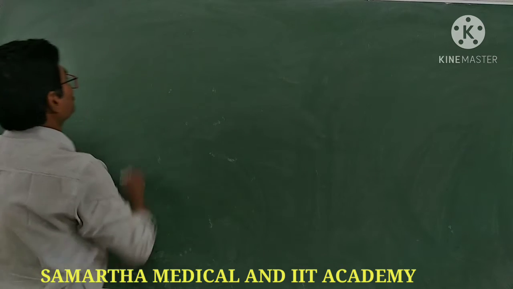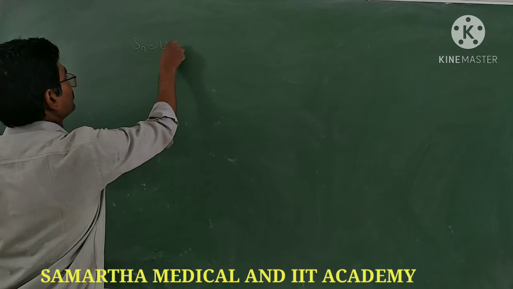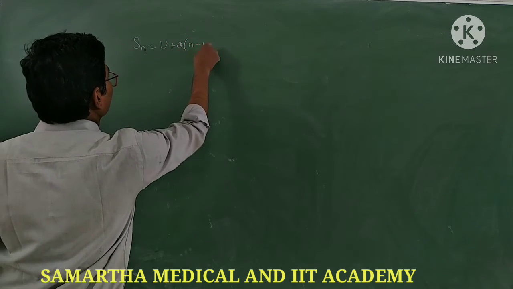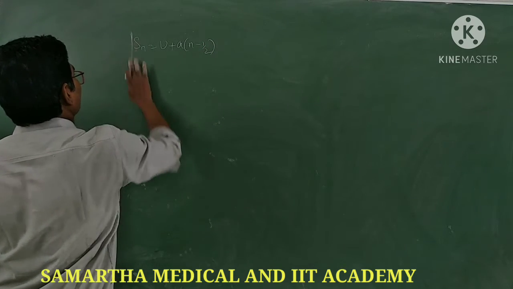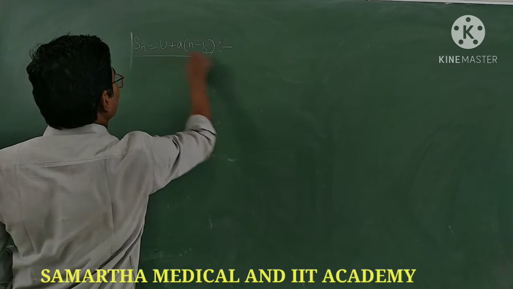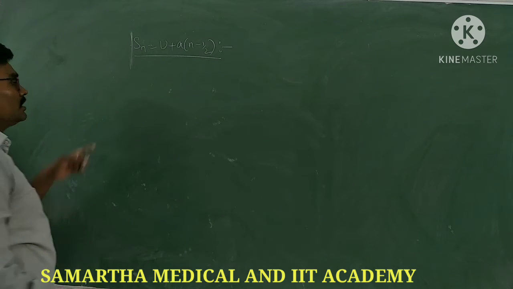Next, you go for fourth derivation, Sn equal to u plus a into n minus half, or Sn equal to u plus a by 2 into 2n minus 1. That also you can see. See here how to do.